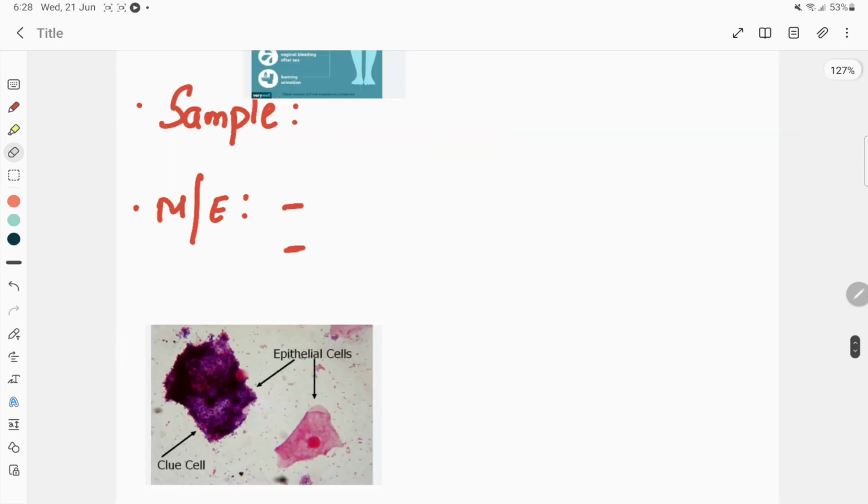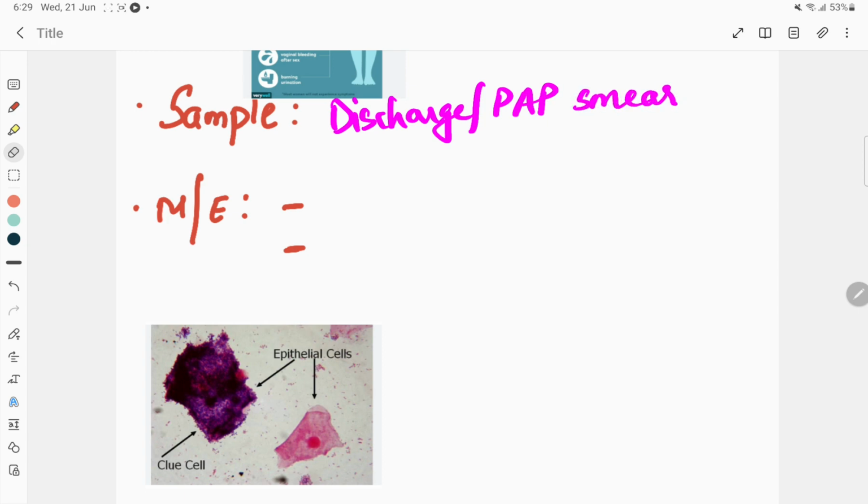Let's talk about the sample collection. What do we take if you suspect a patient to have bacterial vaginosis? You will take the discharge from the vagina, or you can do a pap smear. This pap smear topic we'll do some other time. I'll tell you in detail about pap smear. As of now, just remember that you take the discharge and see it under the microscope, or you do a pap smear.